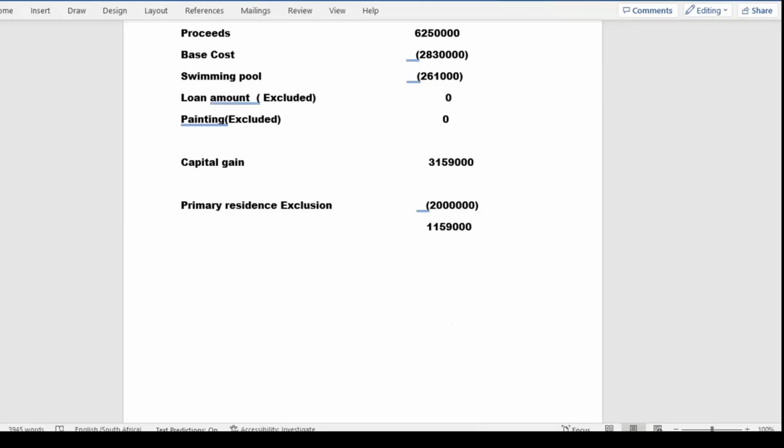And then you're going to have the annual exclusion, which is limited to 40,000 rand. Annual exclusion because they are natural persons. It's always 40,000, right? And you put it like this. So how much is 1,159,000 minus 40,000? Guys, please help me. Anybody with a calculator quickly? 1,119,000.